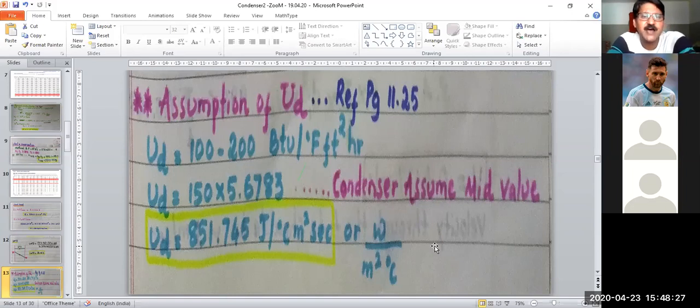See here, assumption of UD. Refer page number 1125. You have a shell side, a vapor, tube side, water. So in a condenser, always keep the vapor on the shell side, and on the tube side the coolant should be circulated. Suppose you refer, what should be the value of UD? Only one minute is left, so please write down. We'll continue in the next class.